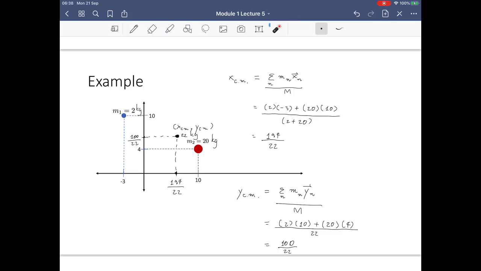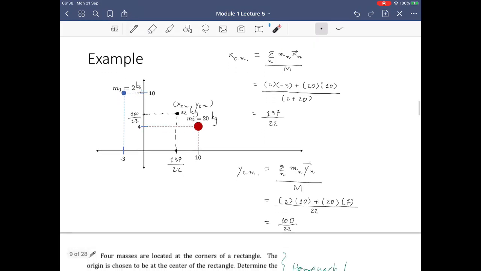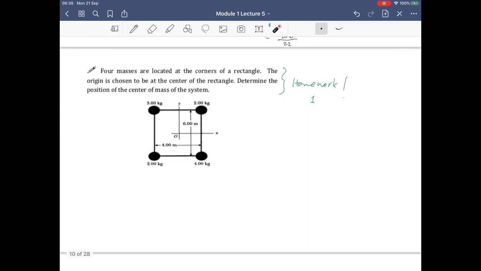And if you know the center of mass position, to find the center of mass velocity or the center of mass acceleration, you do something similar. That leads to our first homework. This homework says that 4 masses are located at the corners of a rectangle as shown in the figure. The origin is chosen to be at the center of the rectangle here. Determine the position of the center of mass of the system.